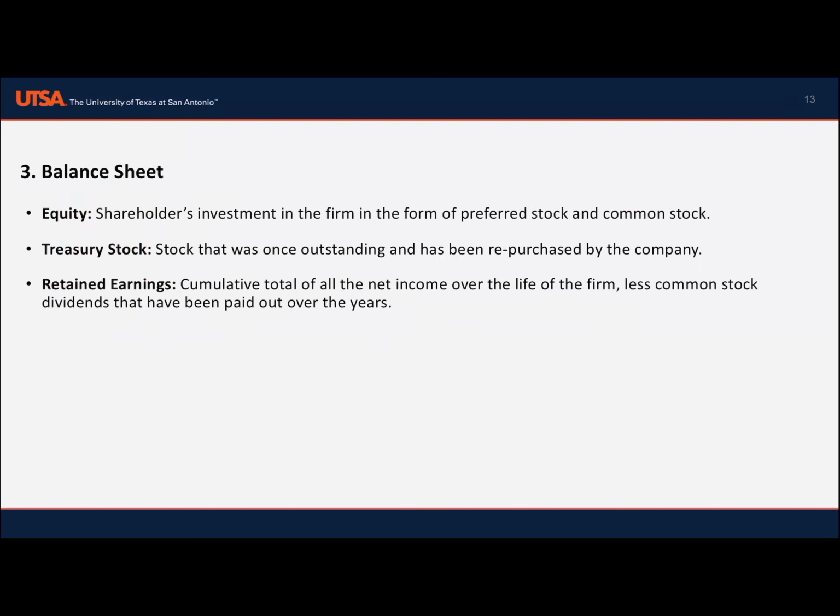On the balance sheet, equity is the shareholders' investment in the firm in the form of preferred stock and common stock. Treasury stock is stock that was once outstanding and has been repurchased by the company. And retained earnings are the cumulative total of all the net income over the life of the firm, less common stock dividends that have been paid out over the years.